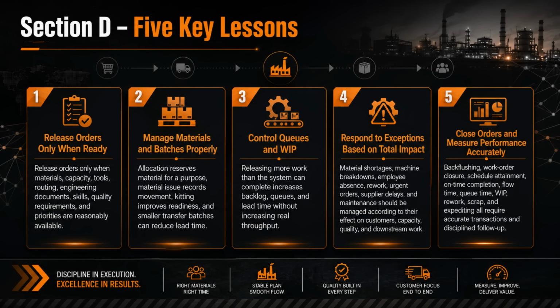Finally, close orders and measure performance accurately. Backflushing, work order closure, schedule attainment, on-time completion, flow time, queue time, WIP, rework, scrap, and expediting all require accurate transactions and disciplined follow-up. Section D shows that creating the schedule is not enough. The organization must release, execute, monitor, correct, record, and close work properly to keep the schedule under control.